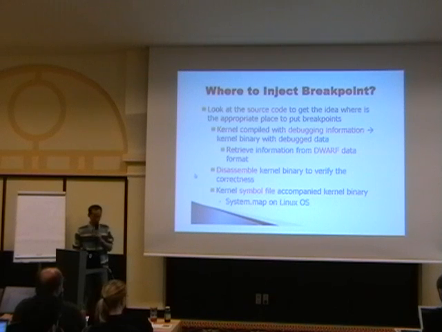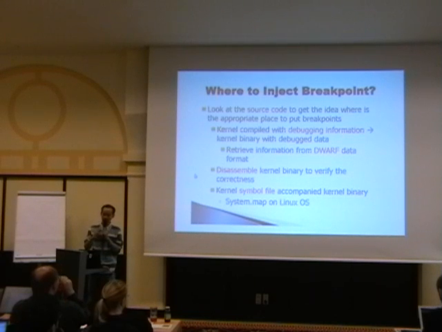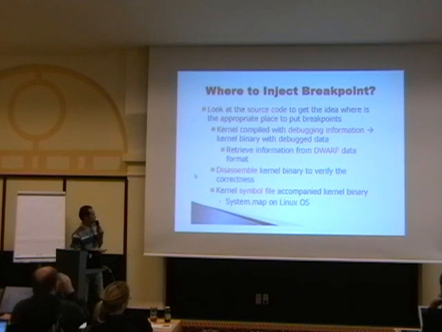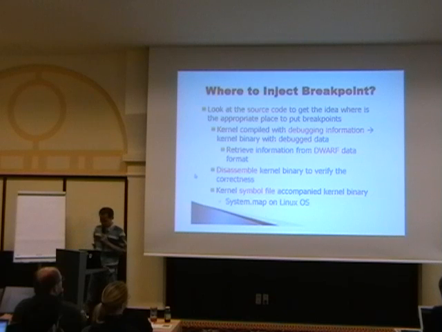Of course, another way is that you can also reverse the kernel binary and check the assembly code to know where to put the breakpoint. And the other way, which is easy: you can look at the kernel symbol file, which comes with the kernel binary. In the Linux case, that is the System.map file. Okay, that's how to inject a breakpoint.